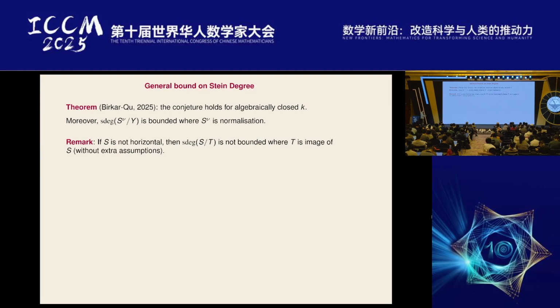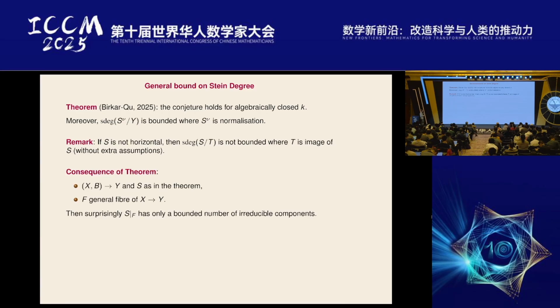In particular, if your fibration is of a Fano kind, then the statement is expected to be true. And in some cases, we prove that indeed, even without this horizontal condition, the statement is in fact true.